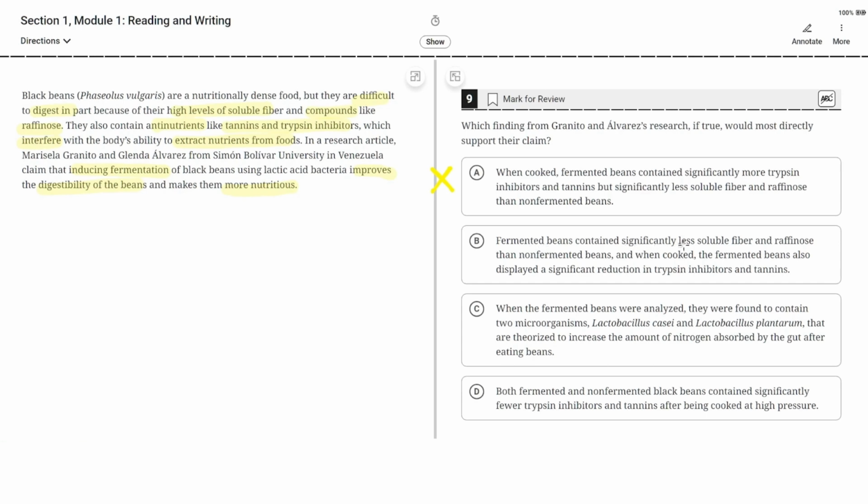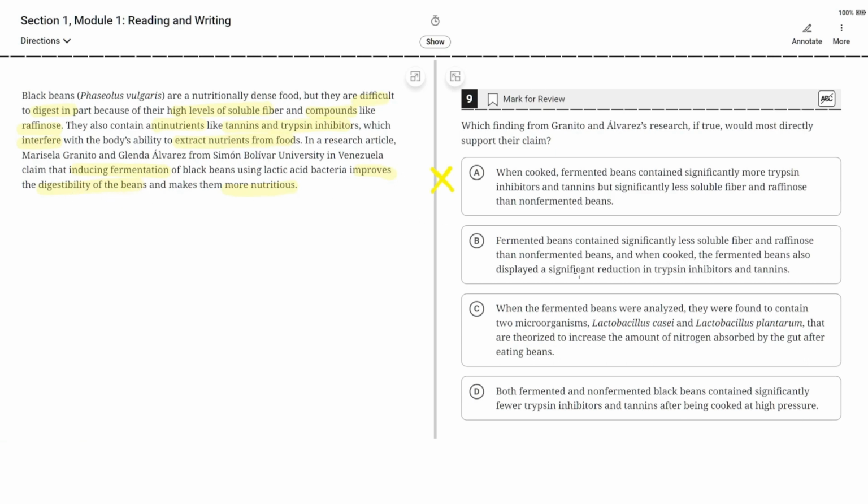B. Fermented beans contain significantly less soluble fiber and raffinose than non-fermented beans, and when cooked, the fermented beans also displayed a significant reduction in trypsin inhibitors and tannins. So this seems to be correct, because it says here that the beans are difficult to digest because of their high levels of soluble fiber and compounds like raffinose. So a reduction in the amount of soluble fiber and raffinose would make them easier to digest.